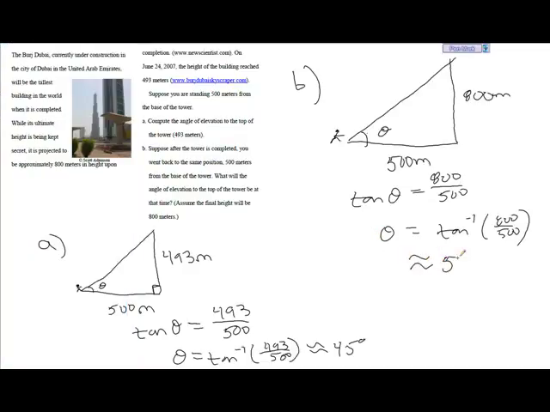So we should expect that to be more, because now the building's taller, and standing the same distance away, you're probably going to have to look up higher.